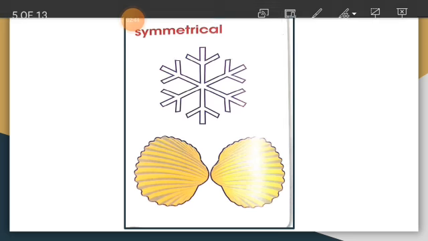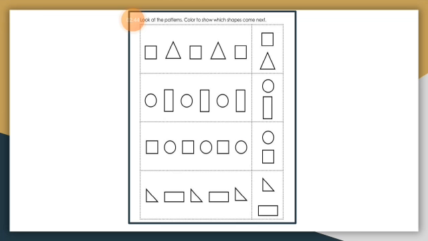Okay, now move to the next slide. Your question is: look at the patterns, color to show which shapes come next. These are the shapes. Now you will color the shape which will come next. See, here is square, triangle, square, triangle, square. Now which shape will come next after the square? Yes, that is triangle. So we will color the triangle.